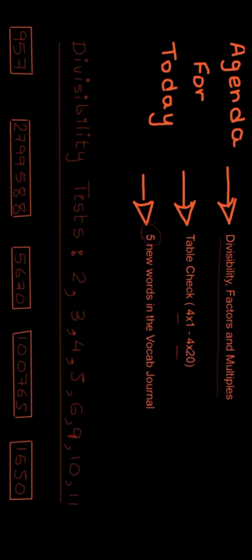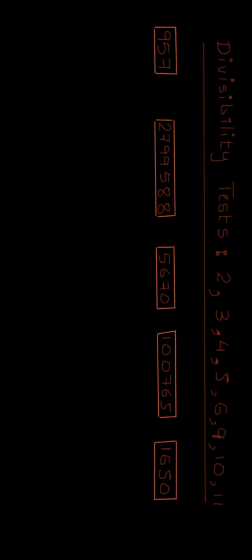Let's start with the first agenda. We're checking the divisibility. We're looking into the divisibility tests for 2, 3, 4, 5, 6, 9, 10, 11. How do we check if a number is divisible by 4? About 2. How do we check if a number is divisible by 2? Anything that's going to end up in a 0, 2, 4, 6, 8 is divisible by 2.